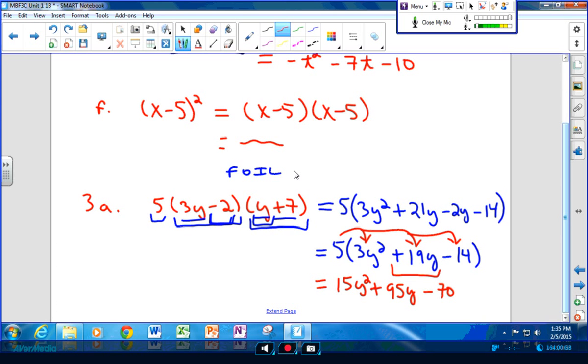Now, when you're doing this type of distribution of a variable or a constant in front, it could be anything, there's no combining like terms. But you double check anyway, look at it, make sure there's just one of each type of term. So our answer there then was 15y squared plus 95y minus 70. And I could look that up in the back and make sure I got it right. So you can look it up there if you'd like.